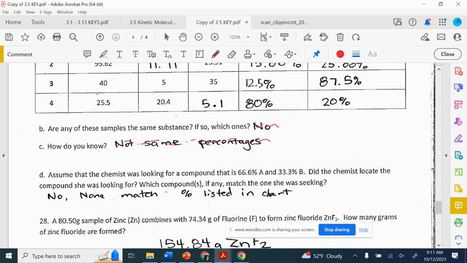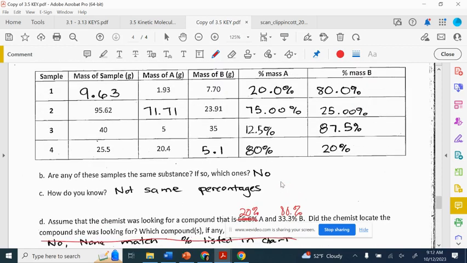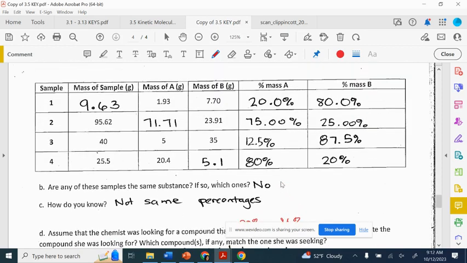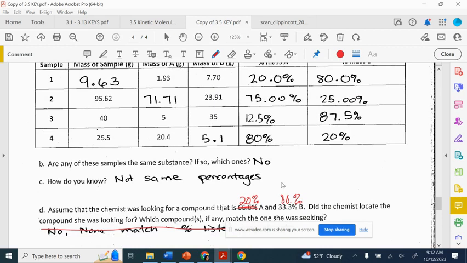Can I go Control Z and get rid of that? Okay. This on yours was 20% A, right? And 80% B. And they wanted to know if, for this answer now, the answer would be yes, they had found that in sample 1 because those percentages match up. So this would be the same as this 20 and 80, which is what appeared on your review.